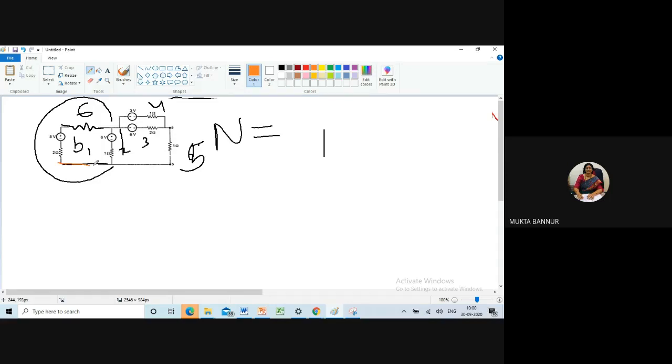See, this is one node. This is another node. This is another node. N2. What about this one? N3. How many nodes are there? 3 nodes. Okay, good.